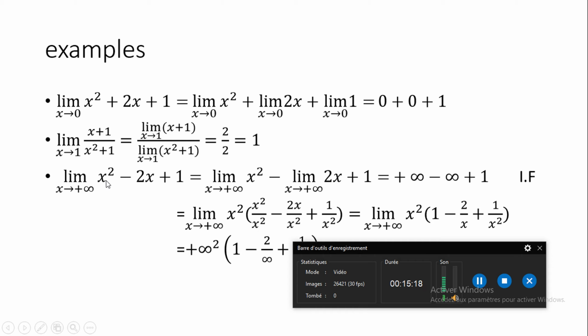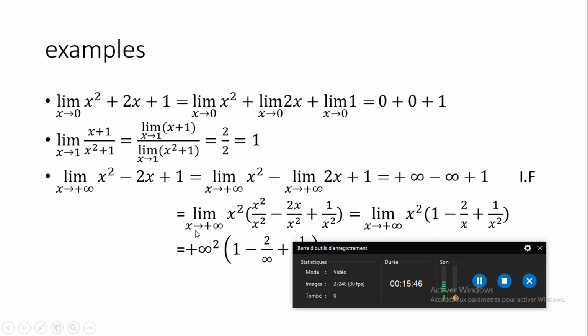A third example is the limit when x goes to plus infinity of x squared minus 2x plus 1, which is just the sum of the limits, but this time this is gonna give us plus infinity minus infinity plus 1. As we said before, plus infinity minus infinity is an indeterminate form, so we have to figure out how to calculate this otherwise.